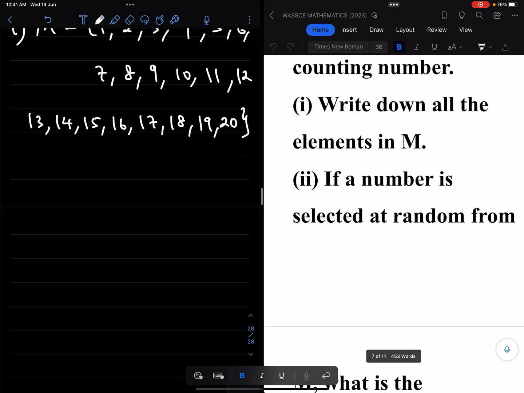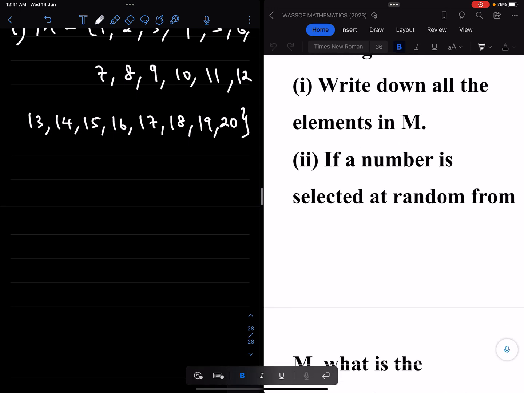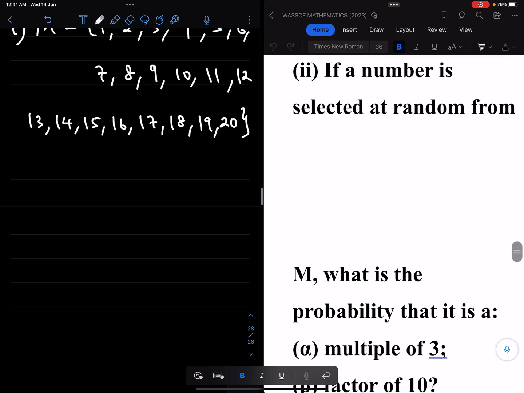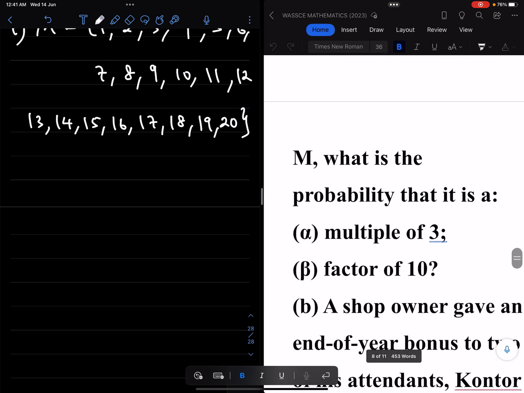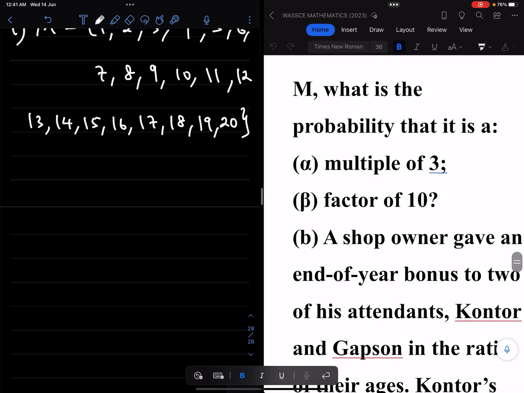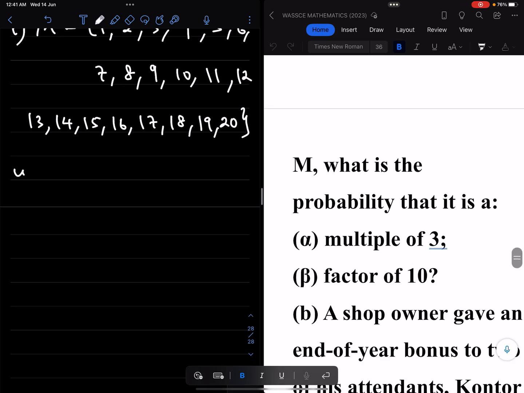Now the next one is Roman figure 2. If a number is selected at random from M, that means from the set M, what is the probability that it is alpha? Roman figure 2 has two questions. Alpha: what's the probability that it is a multiple of 3?